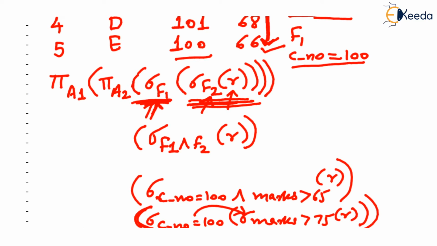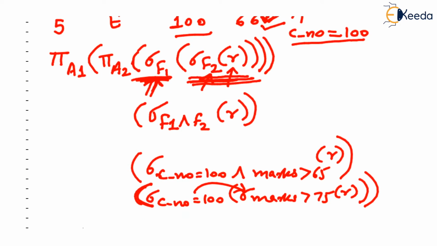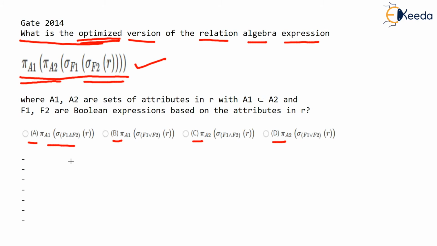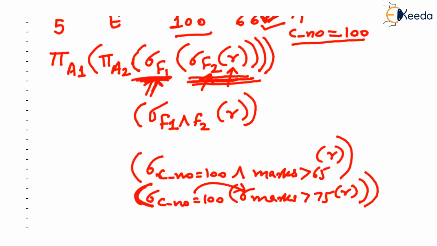So nested selection can be combined using the AND operator. Straight away on understanding this, you now know that option A is alive because here they are ANDing it. Option B is out of question because they are ORing it. Option C is still alive because they are ANDing it, but option D is out of question because they are ORing it. Further, now let's go one step ahead.